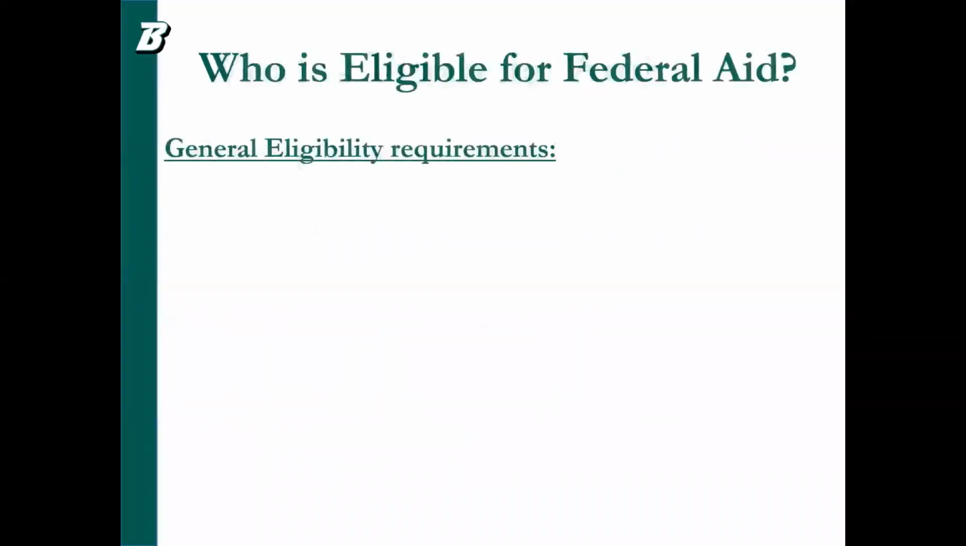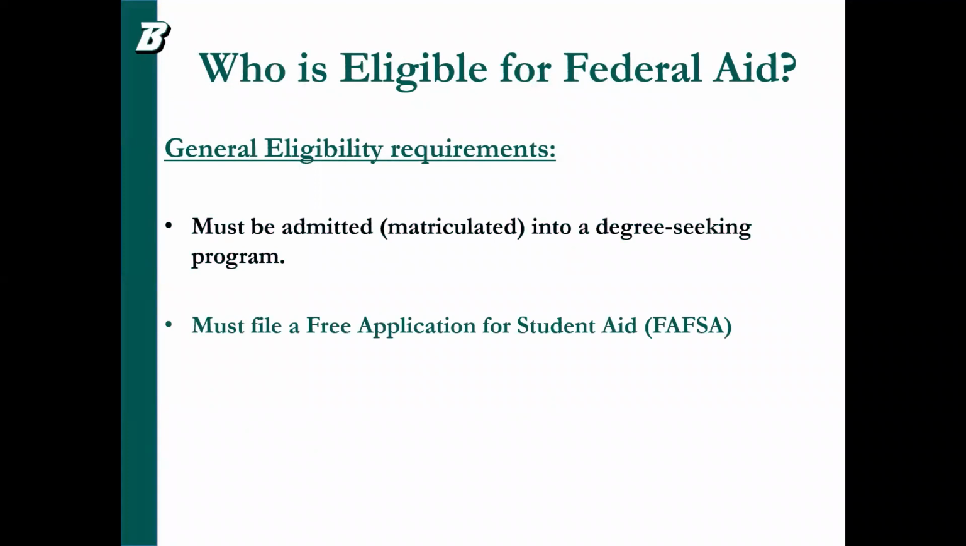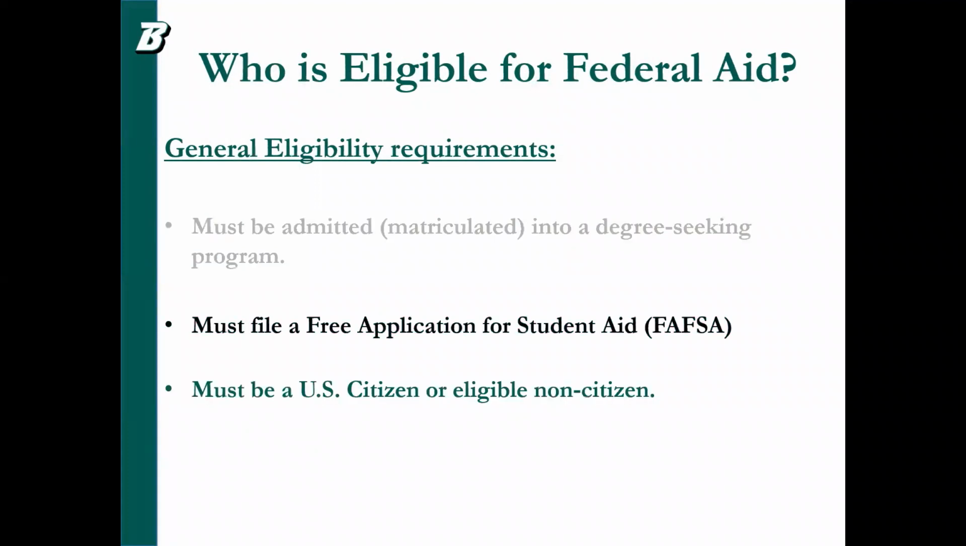In order to be eligible for federal financial aid, you must be admitted into a degree-seeking program and be a U.S. citizen or eligible non-citizen. It's also important to know that you must file the FAFSA in order to be eligible for federal aid.